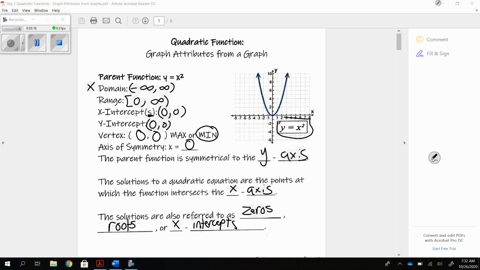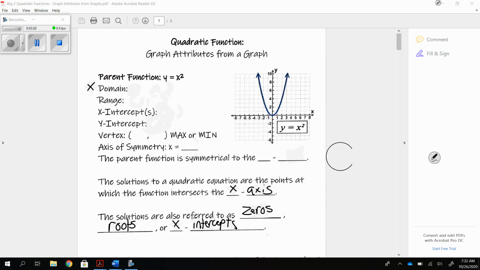All right. Let me erase this so we can move down. So this is our parent function. And just remember, the solutions are also referred to as zeros, roots, or x-intercepts. And we see that the solutions are where it intersects the x-axis. All right, let's scroll down.